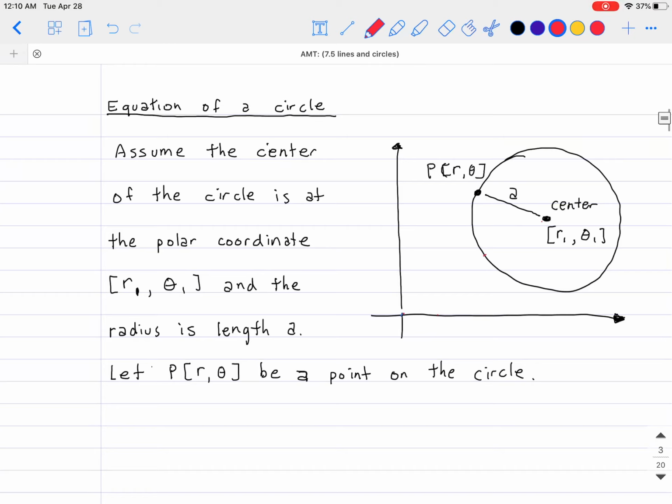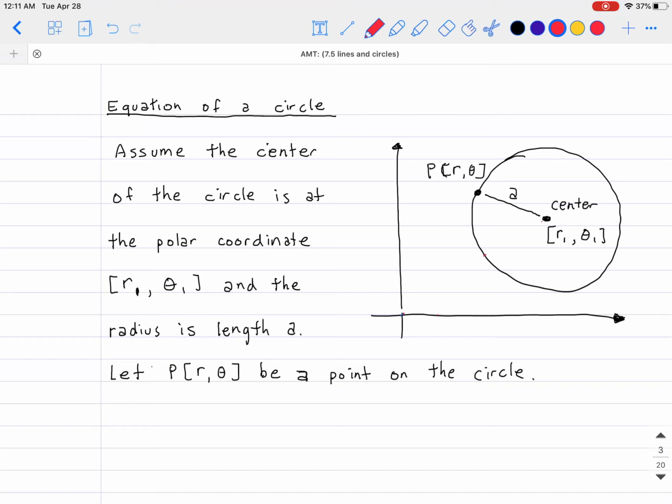So now let's go ahead and look at the equation of a circle, which is a little bit more difficult, but it's actually not too bad. You can bear with it. I have a circle where the center is going to be located at some polar coordinate that is called r sub 1, comma theta sub 1. The radius is going to be equal to a, so everything is written here. Assume that the center of the circle is that polar coordinate that I just said, and the radius is equal to a. Now, P of r, theta is going to be any point that's on the circle, so that is going to be kind of like our variable over here.